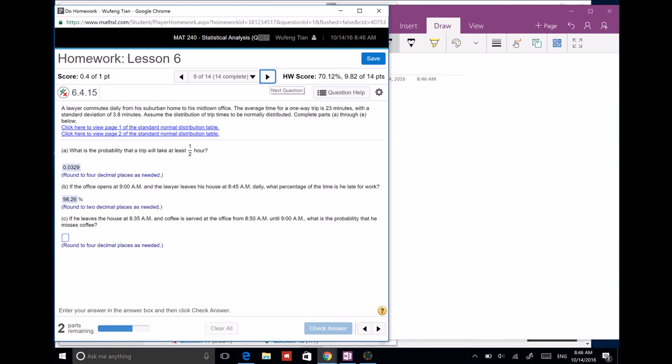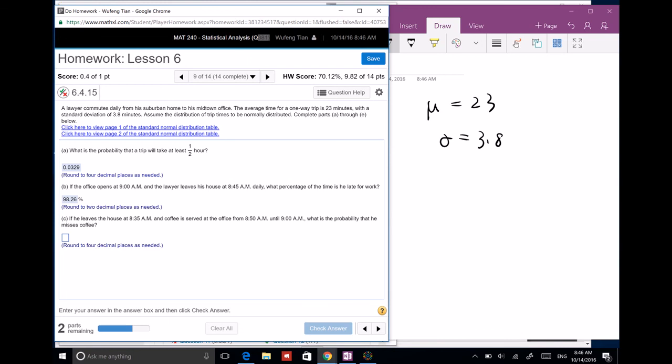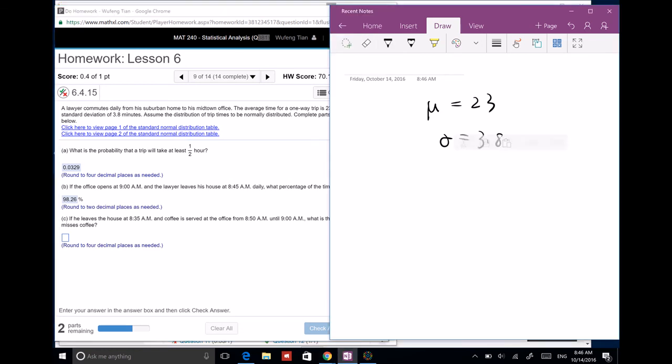So a lawyer commutes daily from his suburban home to the office. The average time for a one-way trip is 23 minutes. So mu equals 23 and sigma equals 3.8. Assume the distribution is normally distributed, and what's the probability that a trip will take at least half an hour? Half an hour is 30 minutes. So basically it asks you, what's the probability of x bigger than or equal to 30 minutes?